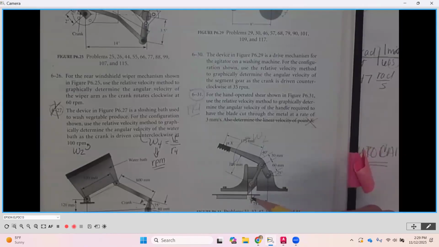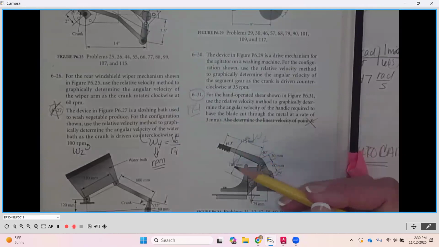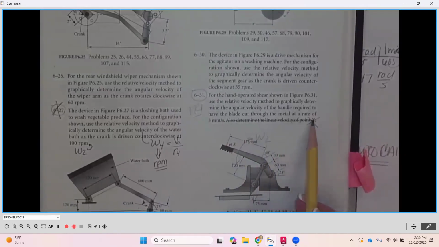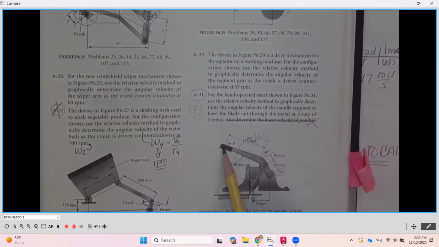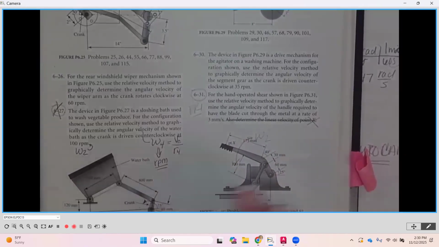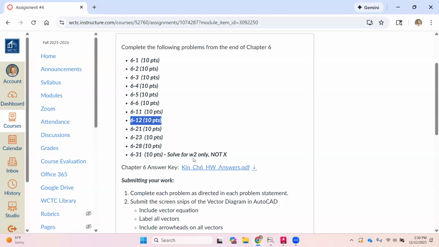So if this is going down at 3 millimeters per second, what is the rotational speed or the angular velocity of that handle? You do not need to determine the linear velocity of point X out here. Don't do that. I did remove that also in the instructions on assignment 4. So if we go back underneath here, you're going to notice solve for W2 only, not X. These last 4 problems are an illustration or an application of the things that we talked about today.